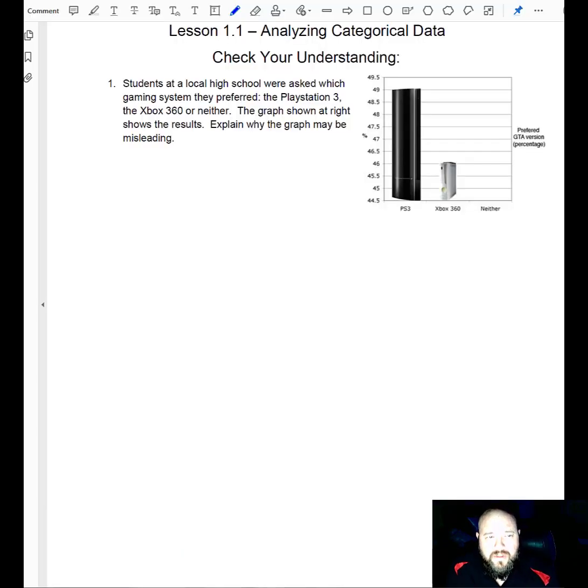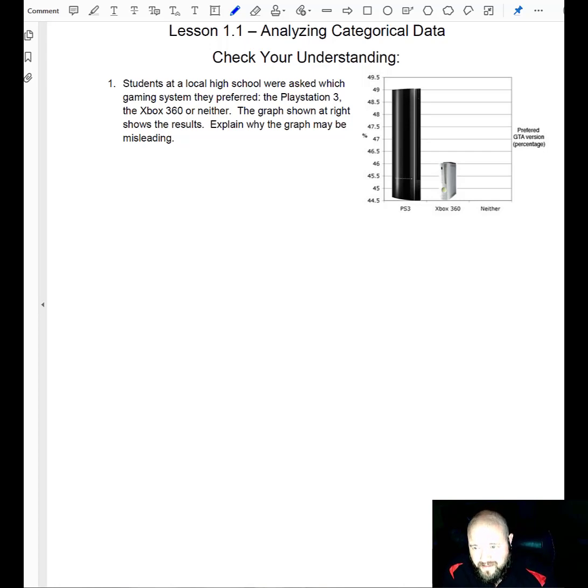Going on with this problem, we've got students at a local high school who were asked which gaming system they prefer: the PlayStation 3, Xbox 360, or neither. The graph shown at the right shows the results. Explain why the graph may be misleading. So why do you think it would be misleading?